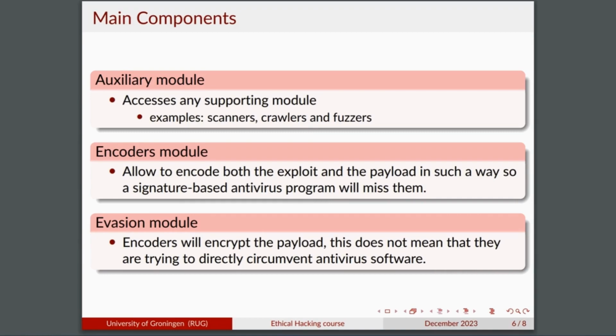Next, we have the evasion module. This is similar to the encoders module. However, although encoders will encrypt the payload, this does not mean that they are trying to directly circumvent antivirus software. However, evasion modules will attempt that specifically, albeit with varying degrees of success.